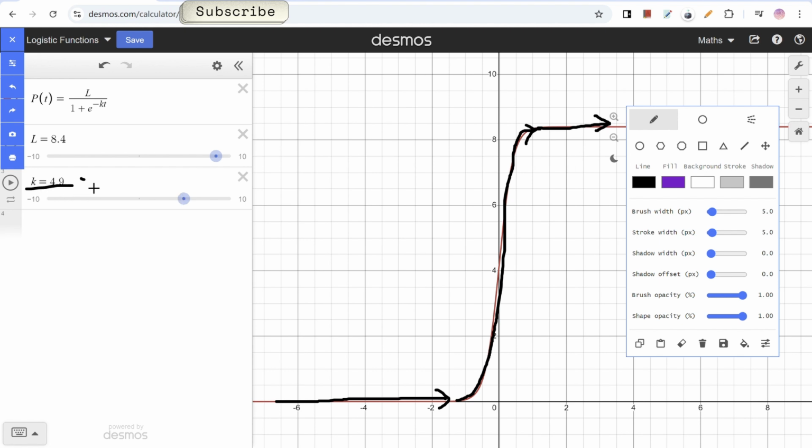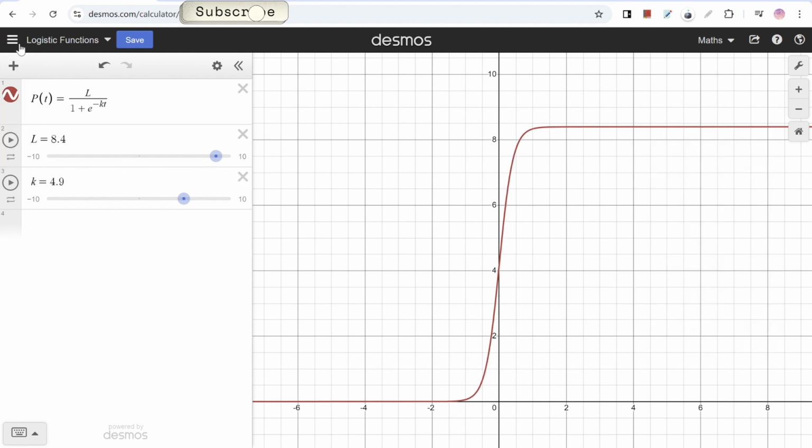K decides the growth rate of this exponential growth. L decides the upper limit of the exponential growth. So that's all, and now let's talk about why L is the upper limit.